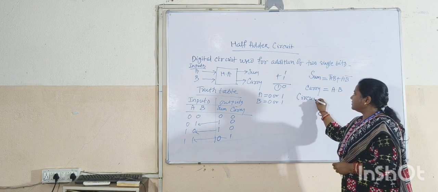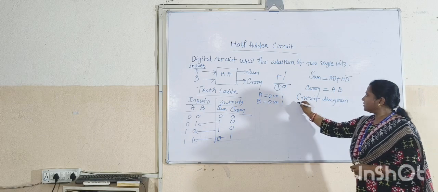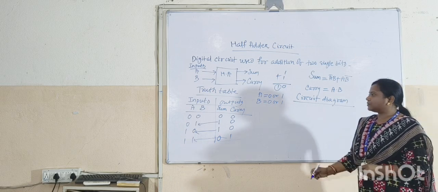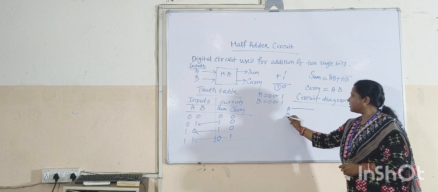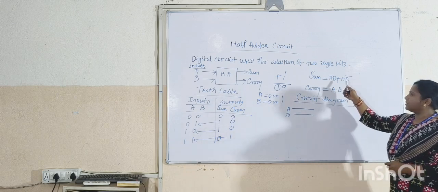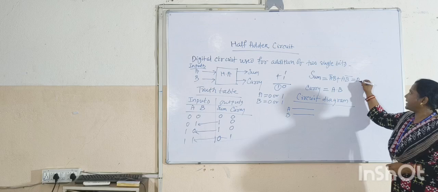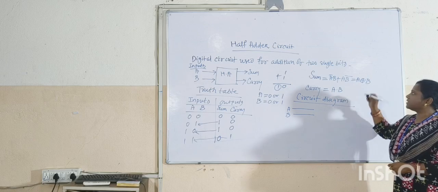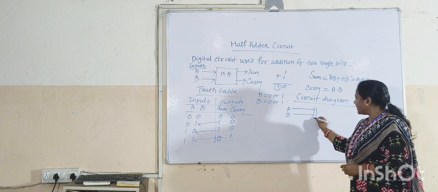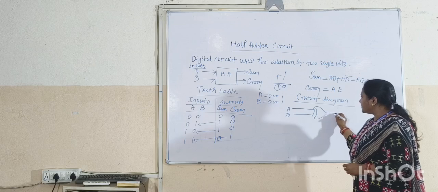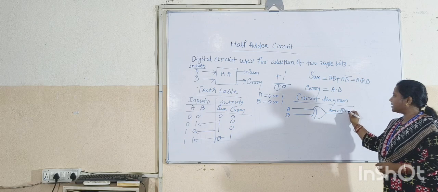This can be designed by a circuit diagram. We are having two inputs, so write down the inputs here, A and B. The output expression sum is equal to A' B plus A B', that is equal to A XOR B. This is the expression for an XOR gate. So we can draw an XOR gate and the output of this XOR gate is equal to the sum expression A' B plus A B'.